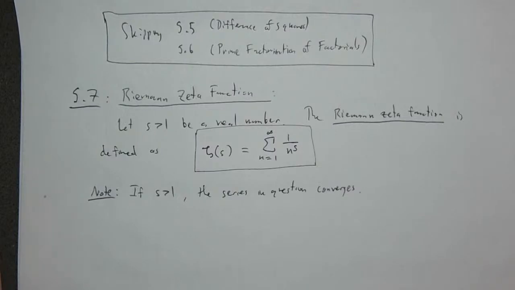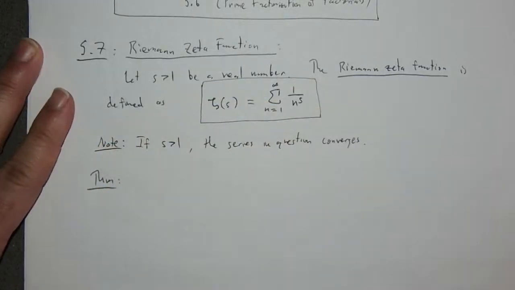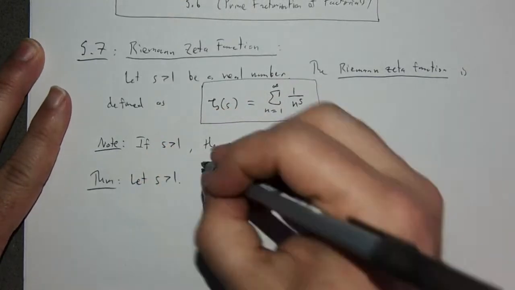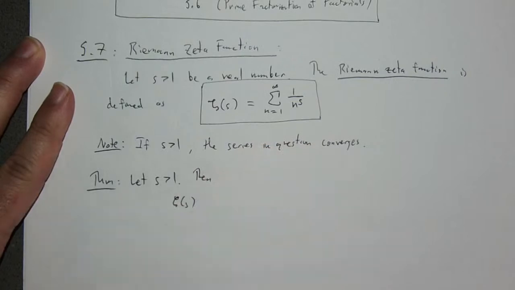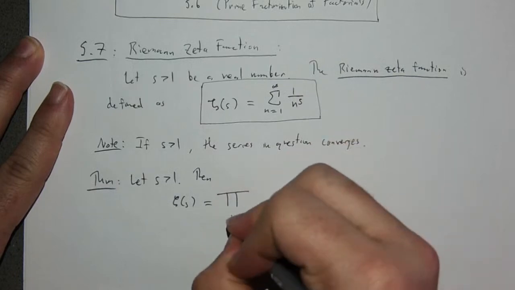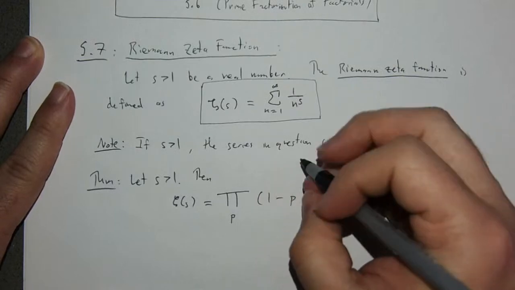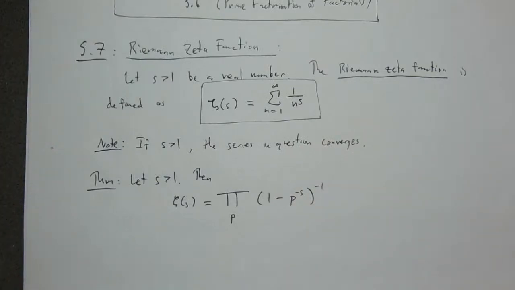The idea here is that there's an immediate relationship between this thing and the primes in the following form. So this is the main theorem that we'll talk about to drive this point home. So let s be greater than 1, then zeta of s can be expressed as the product over primes p of 1 minus p to the minus s, to the minus 1.